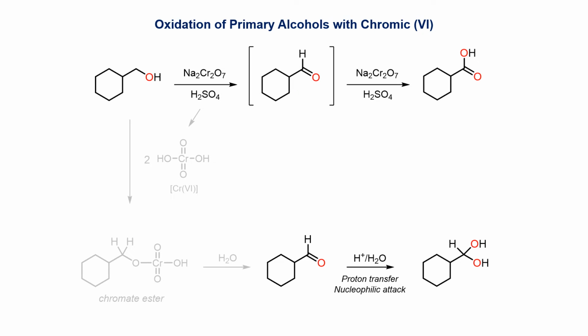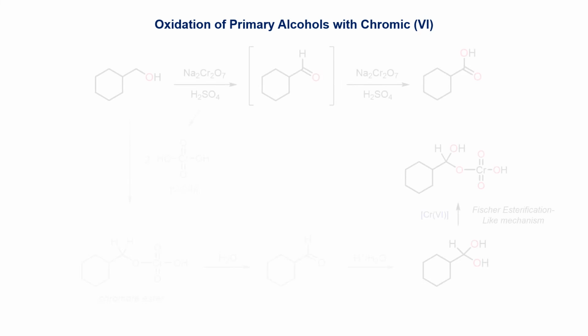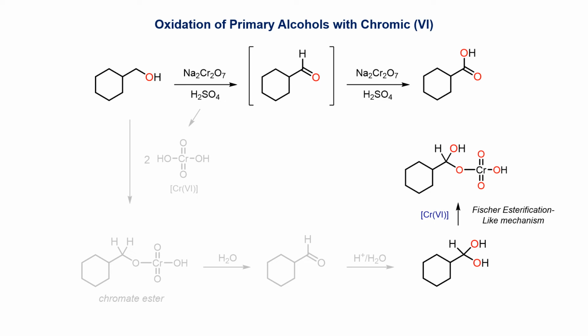The resulting aldehyde is formed in an acidic aqueous environment, so it reacts with water quickly to give the corresponding hydrate. Since a hydrate is a diol and there is more chromic acid available, a second chromate ester will form.